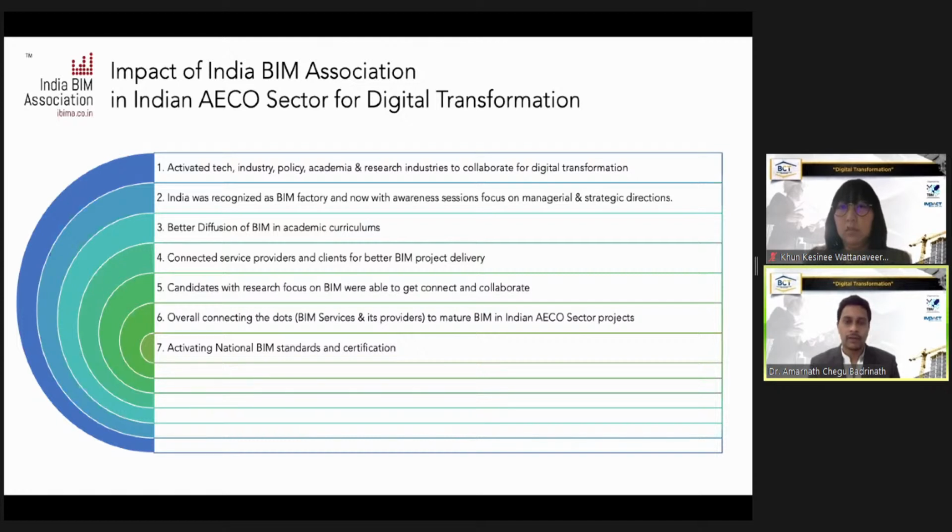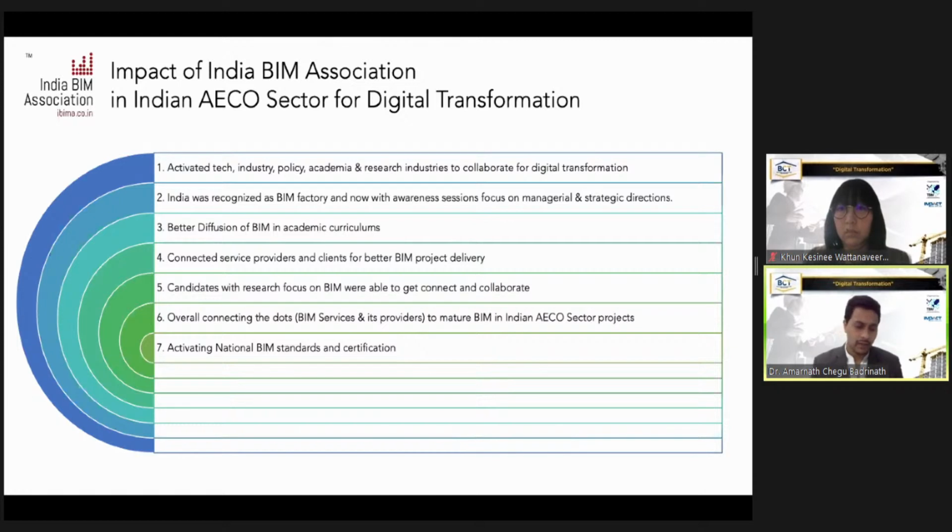For that, a lot of awareness sessions are happening. India was recognized as a BIM factory, as I said to you, and now with the awareness sessions, the focus is on managerial and strategic directions, building the leadership level teams who can handle the projects which are happening within India for the Indian companies. Better diffusion of BIM in the academic curriculums.